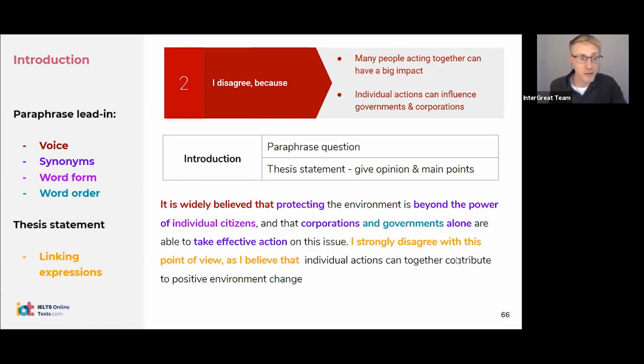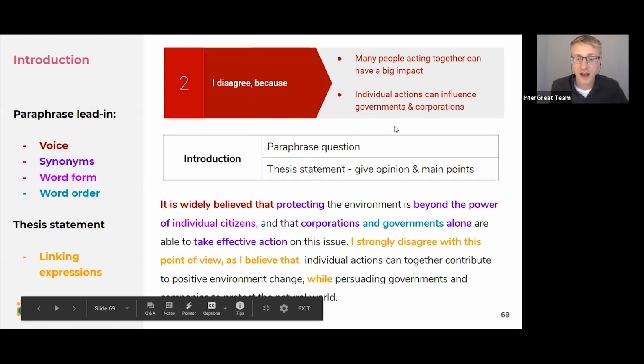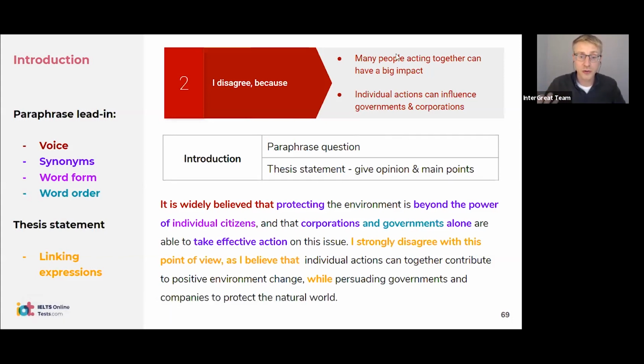That's right, but we're going to give some supporting examples. This is just a statement of a general response. Later on, we'll give some support. And we've also got our second point. While, we can say, it is a bit like debating. While persuading governments and companies to protect the natural world. So here we've got our opinion and our two main points joined by the linking expression while.